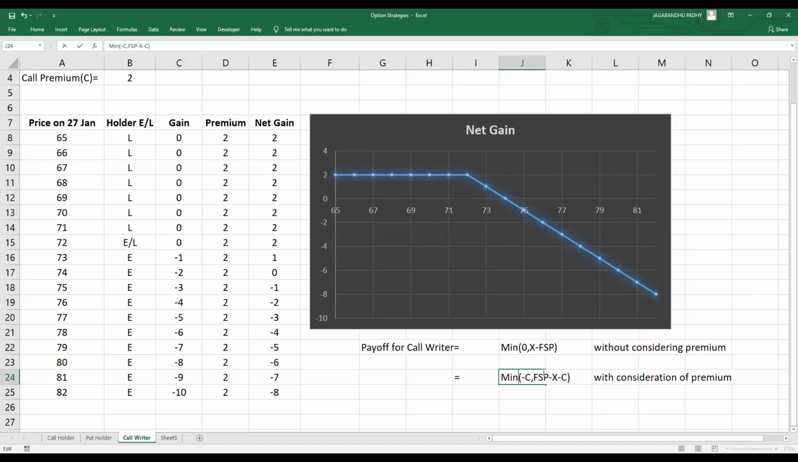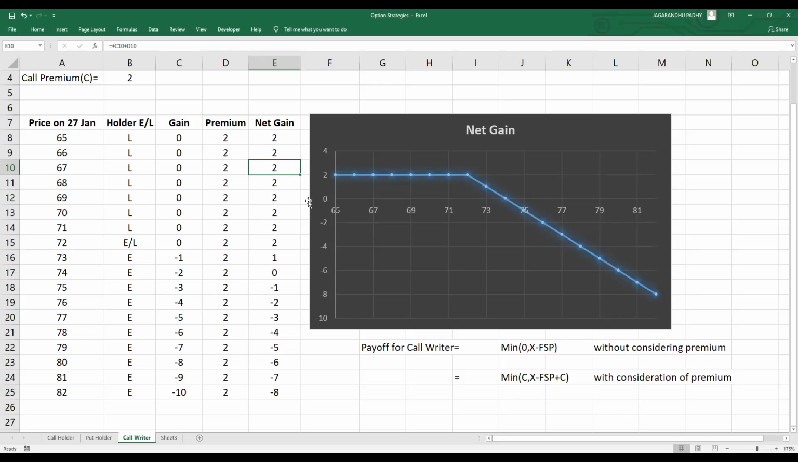That's going to be minimum of the call premium, at least you are going to get the call, or it is minimum of FSP, sorry, strike price minus FSP plus the call premium. Is this holding true? For example, over here, call premium is 2 rupees.